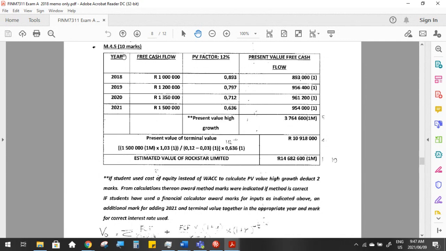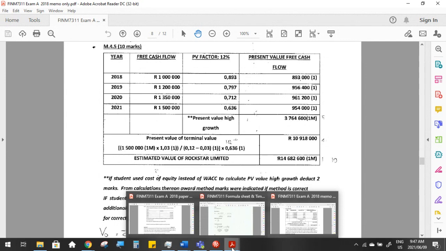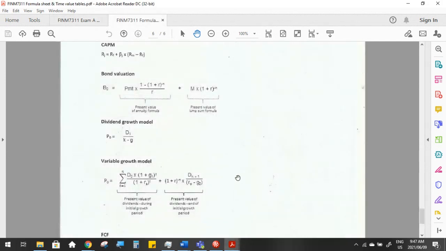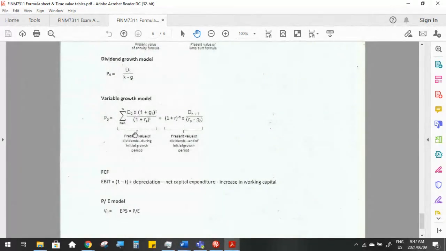Limited. Okay, so this is the free cash flow valuation model, but you have used the variable growth model formula, you've used this formula to calculate it.